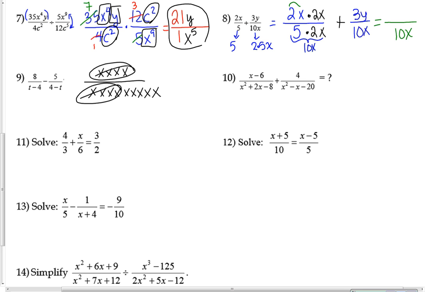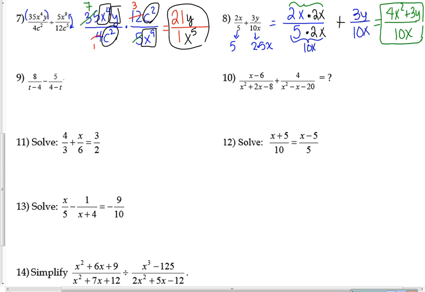So 2x times 2x for this first fraction is 4x squared. And then I had my plus 3y. X's and y's cannot be put together because they're not like terms. So this is my final answer. Whenever I add, I should always double check if I can factor it some more and reduce, but that doesn't have anything that I can factor, so I'm finished.